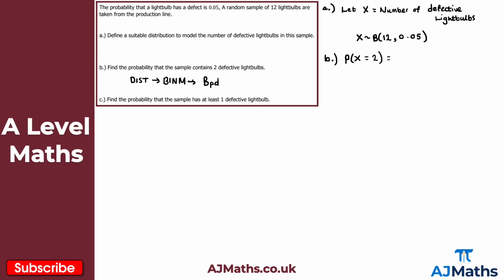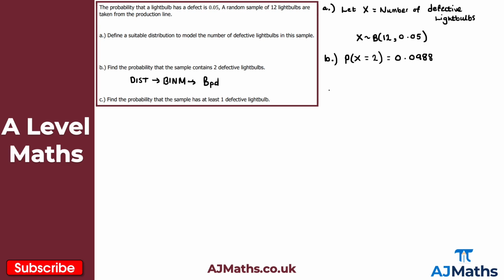So here, if I give my answer to, say, 3 significant figures, I get, let's just write this down, 0.0988. Okay. And there we have it. So that's the probability that x equals 2. In other words, the probability that the sample contains 2 defective light bulbs.